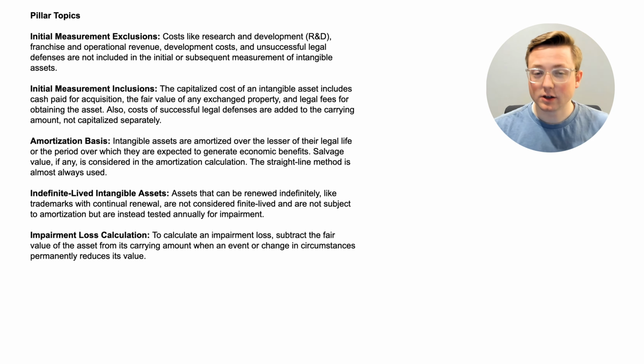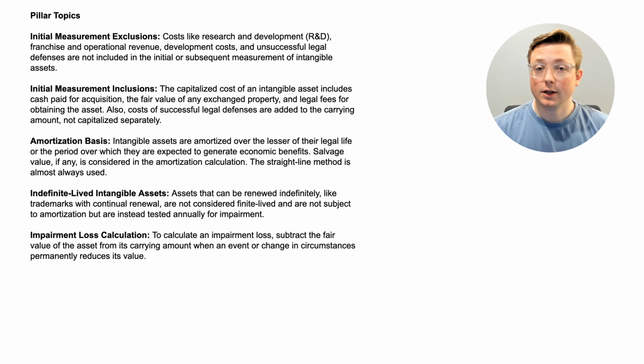And one thing that we talked about a little bit to make sure that you know the difference, there is such a thing as indefinite-lived intangible assets. Assets that can be renewed indefinitely, like trademarks with continual renewal, are not considered finite-lived and are not subject to amortization, but are instead tested annually for impairment. And we're not going to really dive into that. I just wanted to let you know there are assets that do have an indefinite life, so you don't know how much you need to amortize, so you can't amortize those year to year.